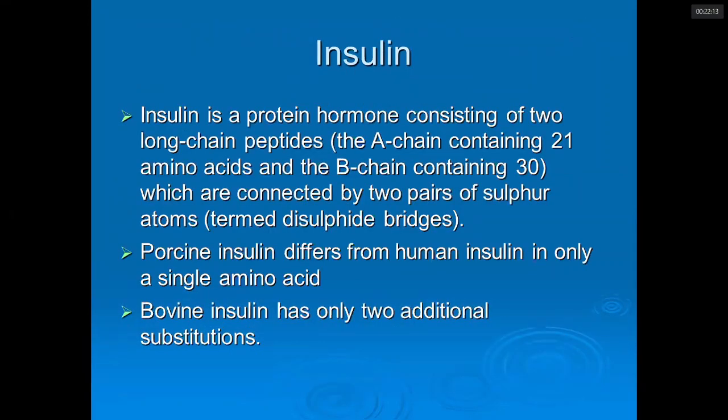Insulin is a protein hormone, consists of two long chain peptides, the alpha chain containing 21 amino acids and the beta chain containing 30, which are connected by two pairs of sulfur atoms. Okay, we have alpha and beta chain. Alpha is 21 amino acids, and beta chain is 30 amino acids. At first we used porcine insulin or bovine insulin, but nowadays we use only human insulin. Porcine insulin differs by only one single amino acid. Bovine insulin has only two additional substitutions.